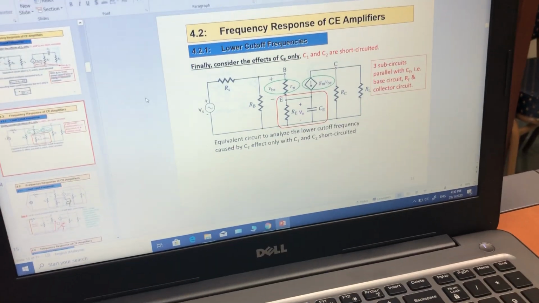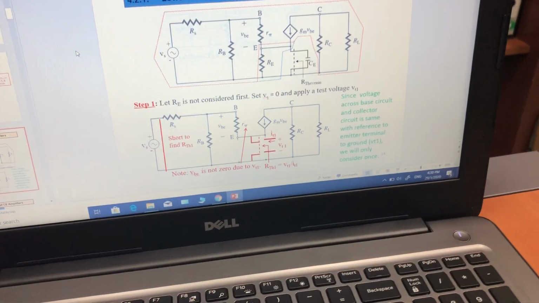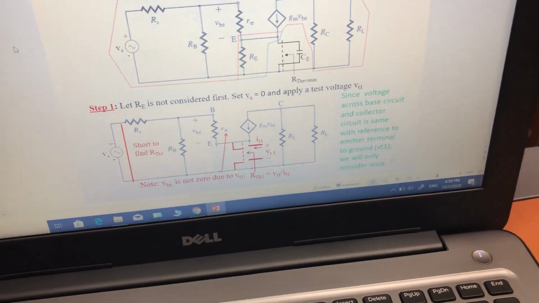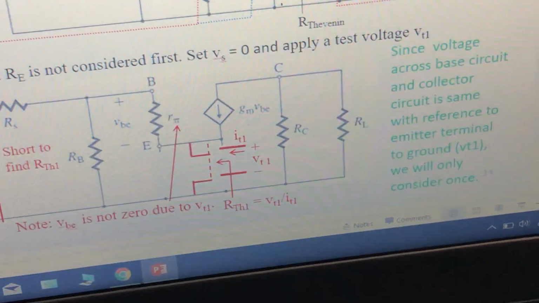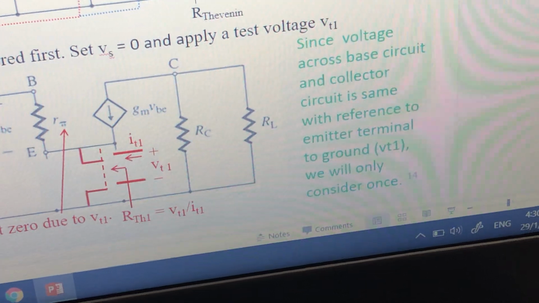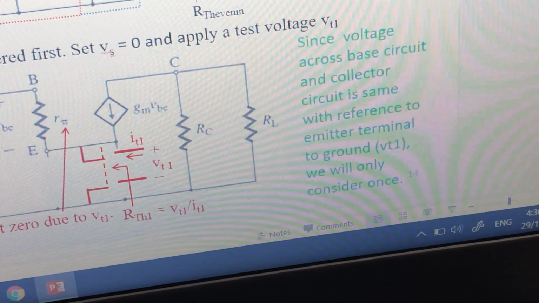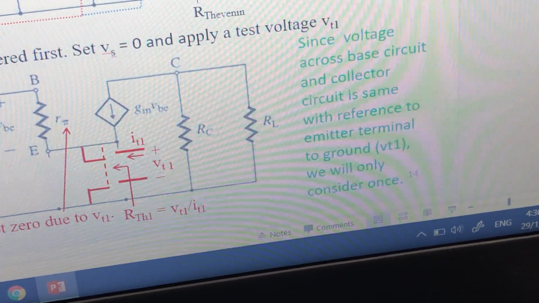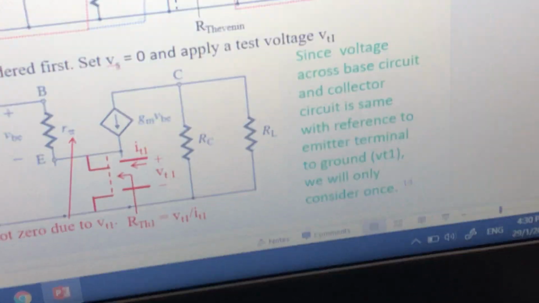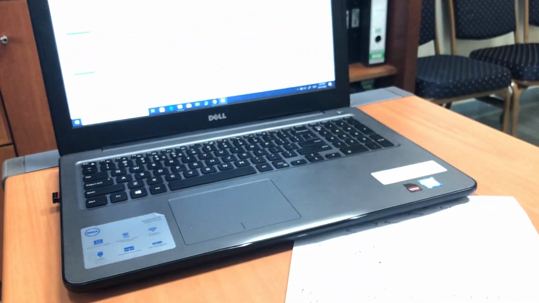Refer to slide 14. In this green sentence here, if I zoom in: since the voltage across the base circuit and collector circuit is the same with reference to the emitter terminal to ground, VT1, we will only consider once. This is what it means. Alright, so now we are going to look into this.